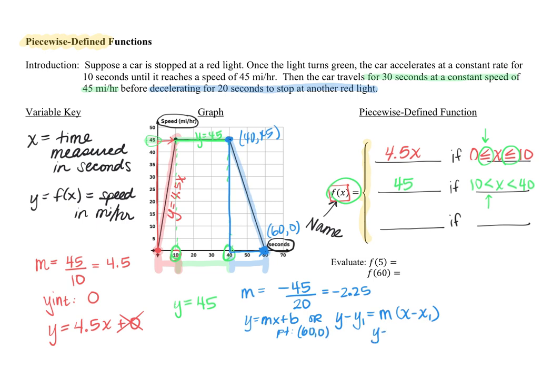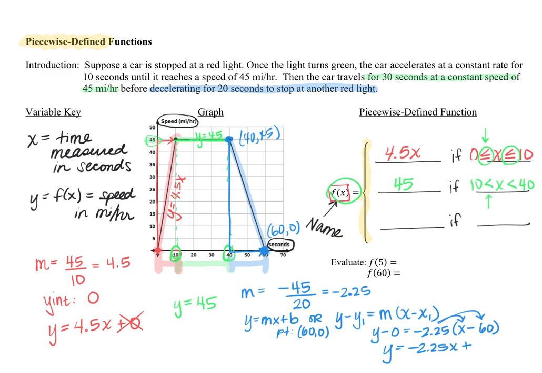So that would be y minus the y value of my point, which is 0, is equal to my slope, which is negative 2.25, times x minus the x value of my point, which is 60. So you could leave it like this. If you want to go ahead and distribute this negative 2.25 because you want to look at this equation in slope-intercept form, that's easy to do. So go ahead and distribute the negative 2.25.